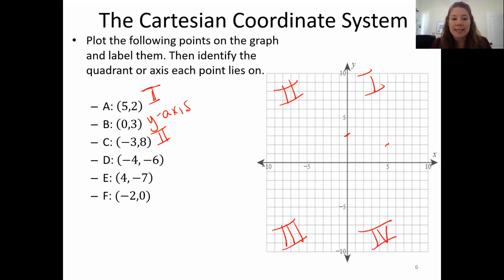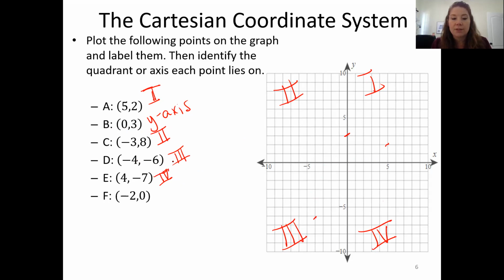All right, what about D? We went left and then down, right? Left and then down, so that's in quadrant 3. Letter E, we go right and then down, so that would be quadrant 4. Have to practice our Roman numerals again.